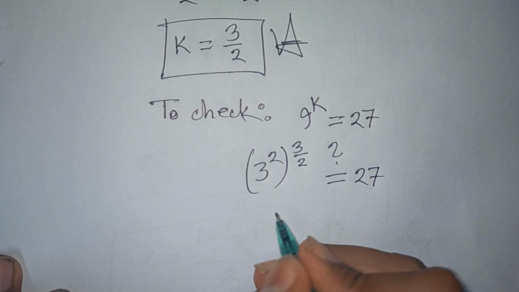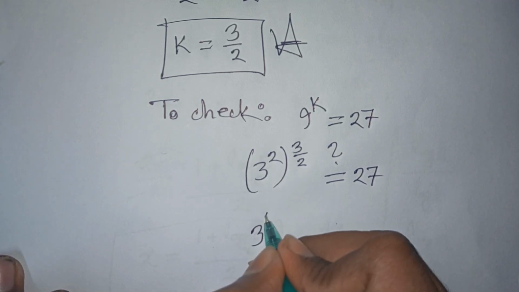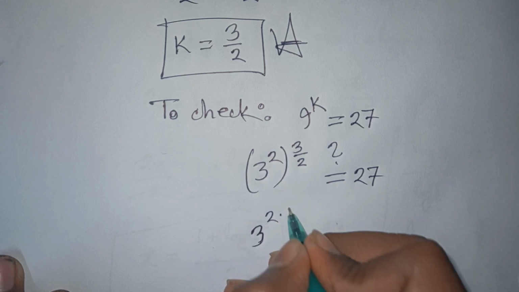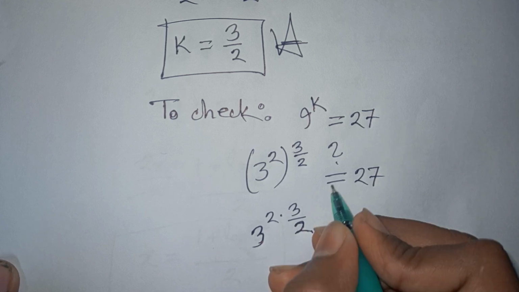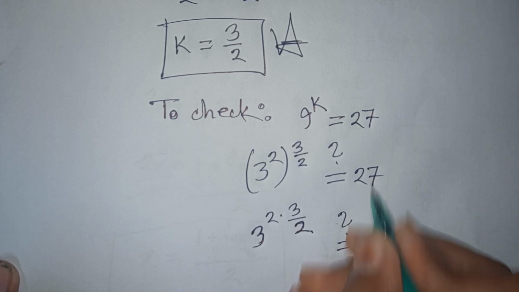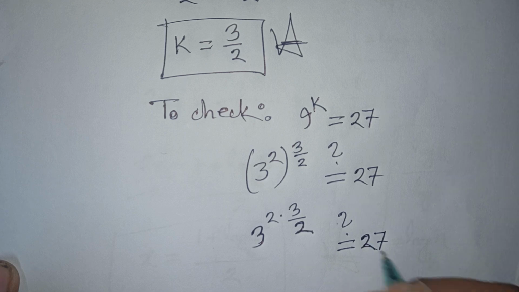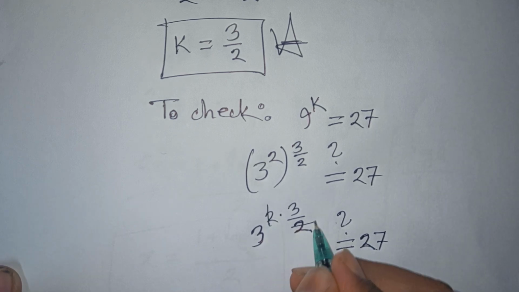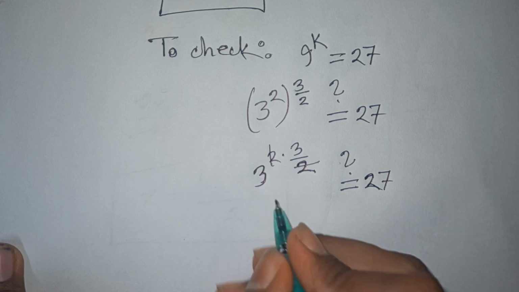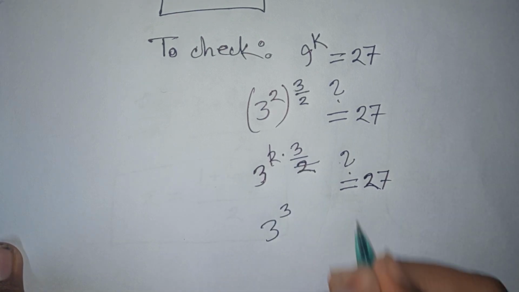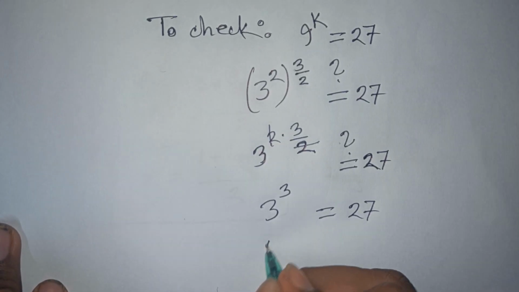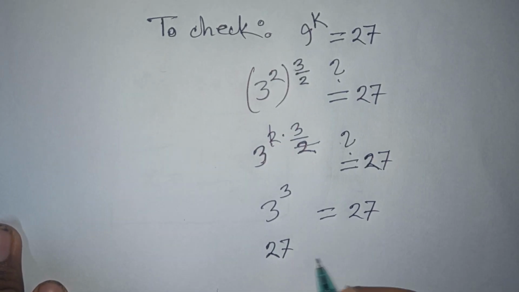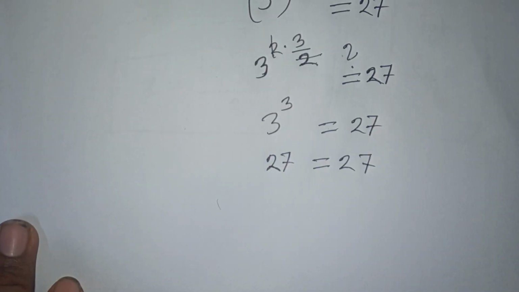In the next step, 3 power of 2 times 3 over 2. Is it equal to 27? Now this 2 will be cancelled. So we have 3 power 3 is equal to 27. So 3 power 3, that means 27. So of course 27 is equal to 27. So left side is equal to right side.